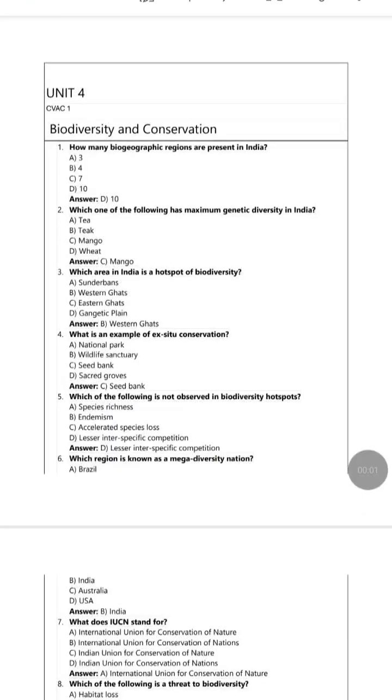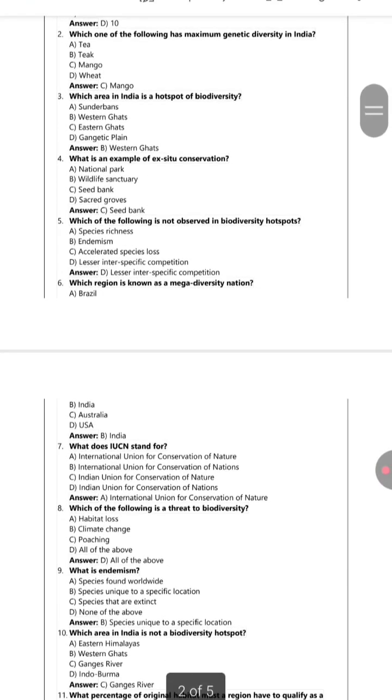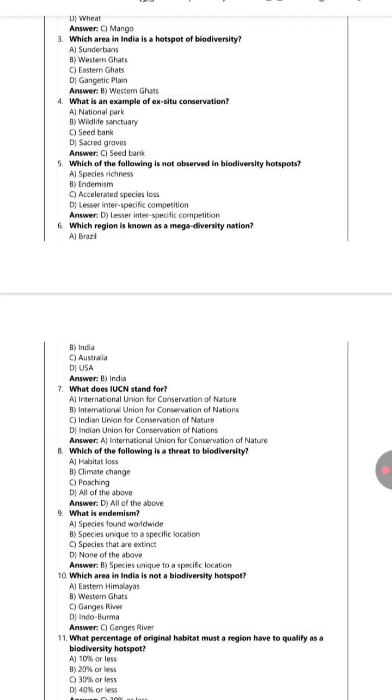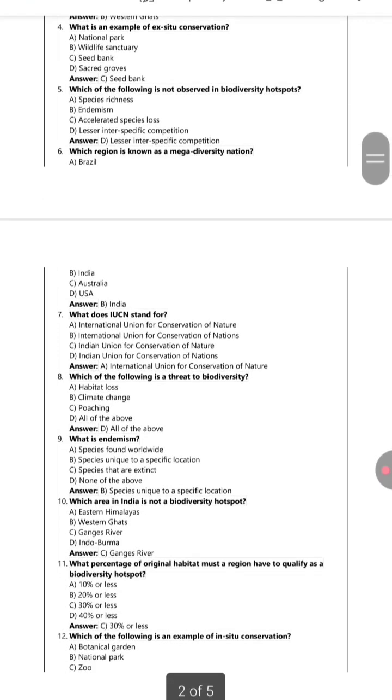How many biogeographic regions are present in India? 10. Which of the following has maximum genetic diversity in India? Mango. Which area in India is a hotspot of biodiversity? Western Ghats. What is an example of ex-situ conservation? Seed bank. Which of the following is not observed in biodiversity hotspots? Lesser inter-specific competition. Which region is known as mega diversity nation?